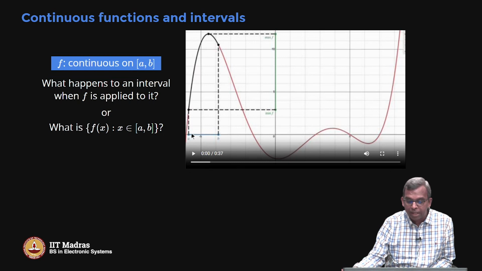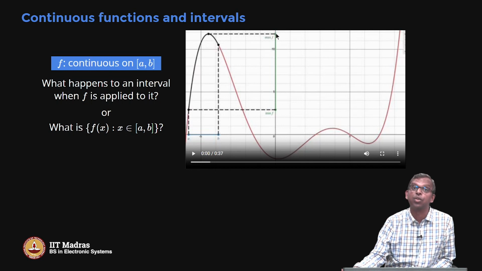So what happens to the interval a comma b when the function f is applied to it? It goes to another interval. Okay, so that's what happens to this function. Okay, it turns out all continuous functions do that. If the function is continuous on a comma b, then that interval a comma b will go to another interval between the minimum value and the maximum value of that function in that interval.